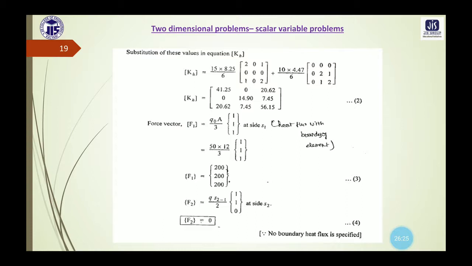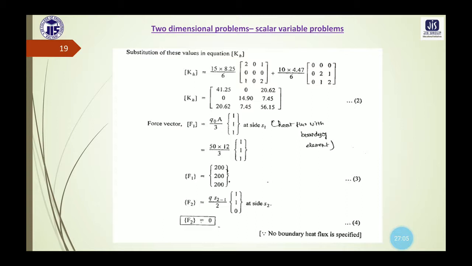Next we need to calculate the force vector. So here the formula of the force vector F1, it is Q naught A by 3 multiplied by the column matrix of 1 1 and 1, which is at side S1. So here within bracket it is written heat flow with the boundary element.